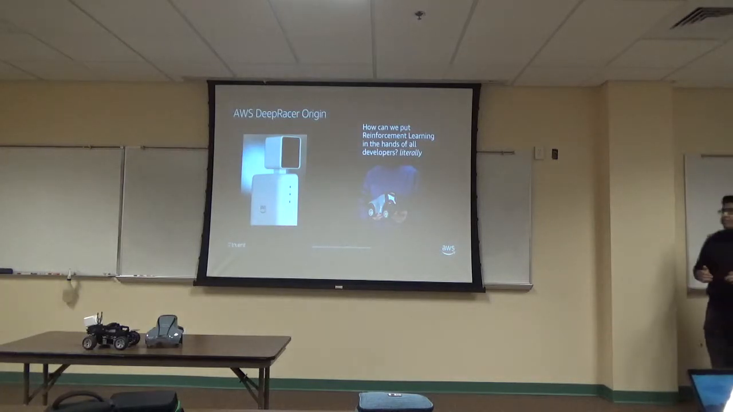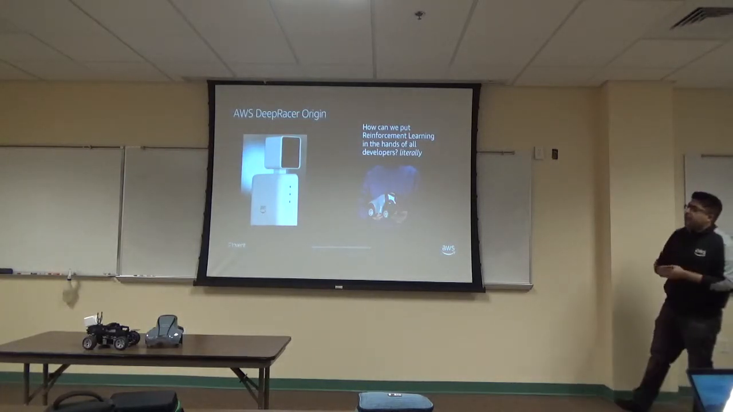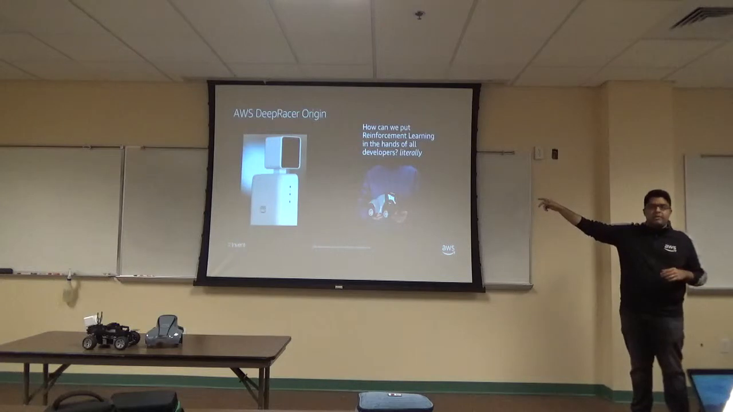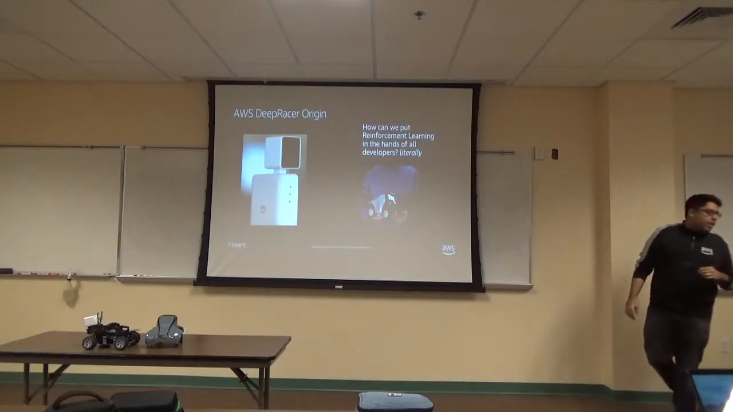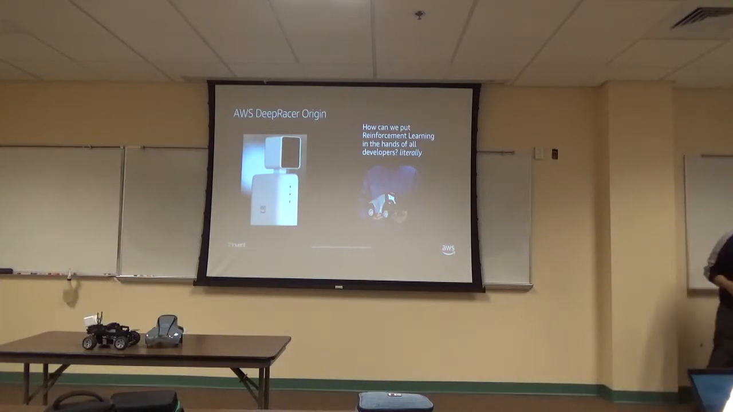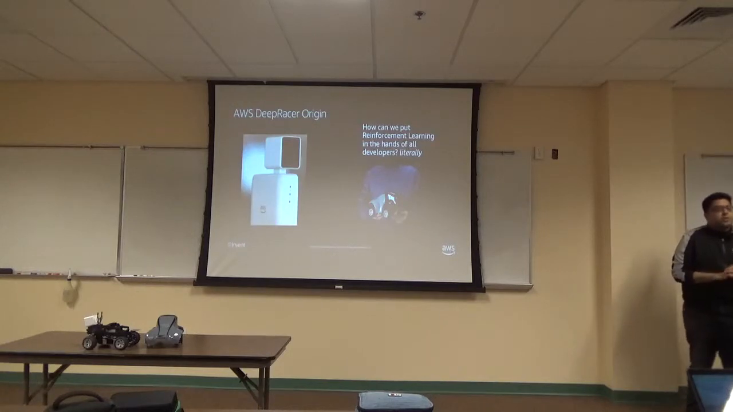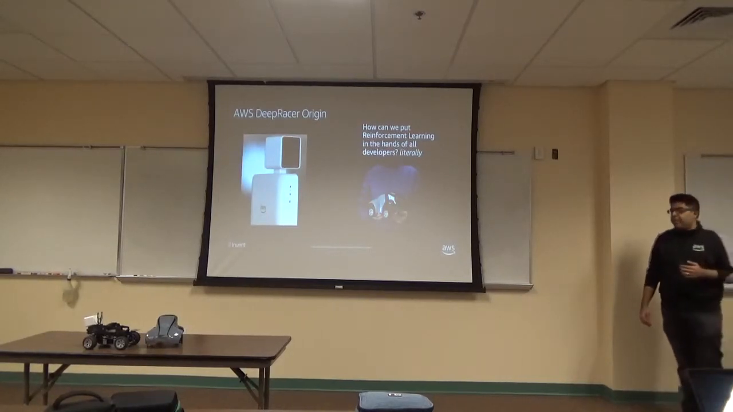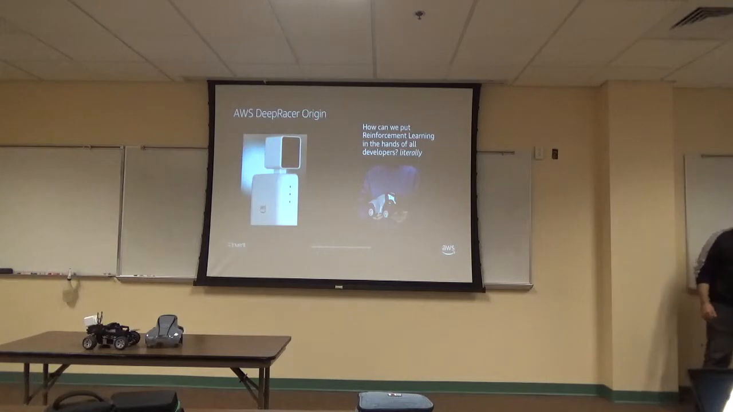So for the origin of the DeepRacer, how many people here have actually seen the Deep Lens before? All right, nice, a couple. So with the Deep Lens, back in 2017, we introduced a new service called AWS SageMaker, which was our service for developers to help them build and deploy machine learning models at scale. And we really wanted the ability for developers to actually test this out in the real world, and not just be an algorithm in the cloud.